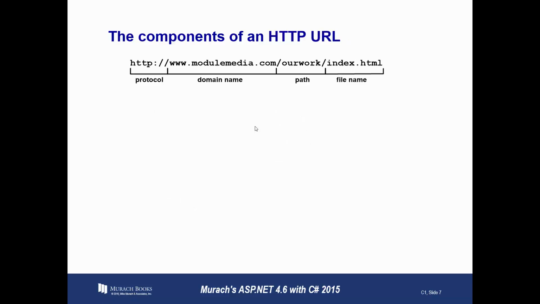Now, when you type in something like what you see on the screen right here, http://www.modulemedia.com/ourwork/index.html, you'll notice a few things. The first, as you can see in the delineation here, you've got http://. This says that you are going to be making what's referred to as a hypertext transfer protocol request. That's exactly what this is.